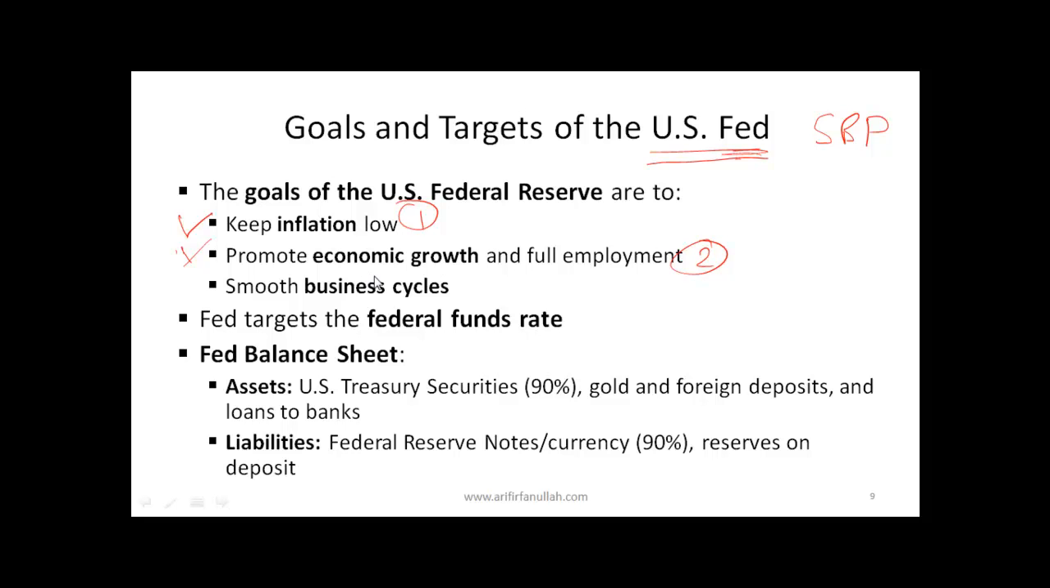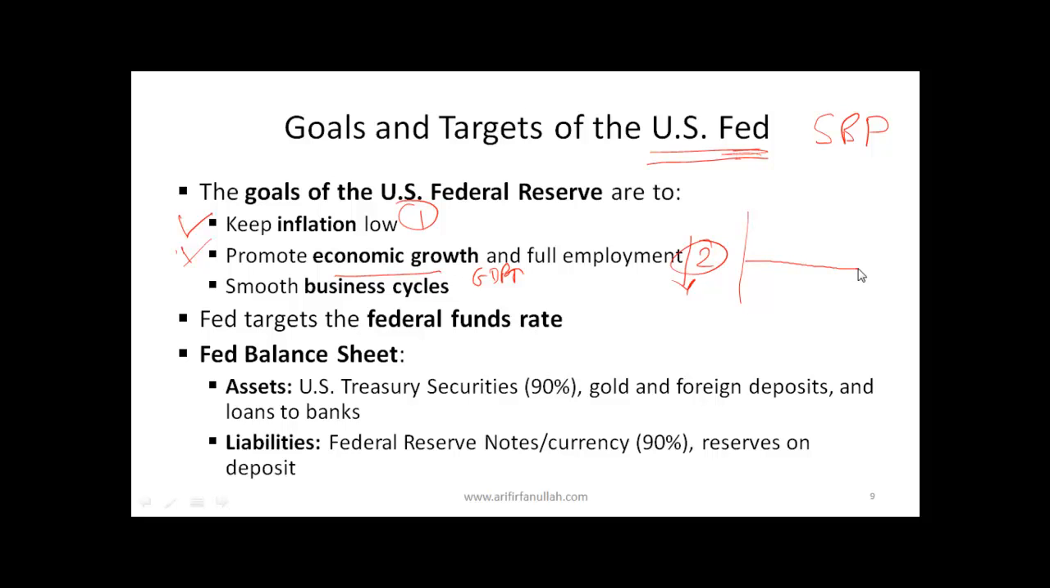Then the second one is to promote economic growth. What does economic growth mean? You try to increase your GDP, you want to take unemployment down, and so on. And then smooth business cycles. What do smooth business cycles mean?